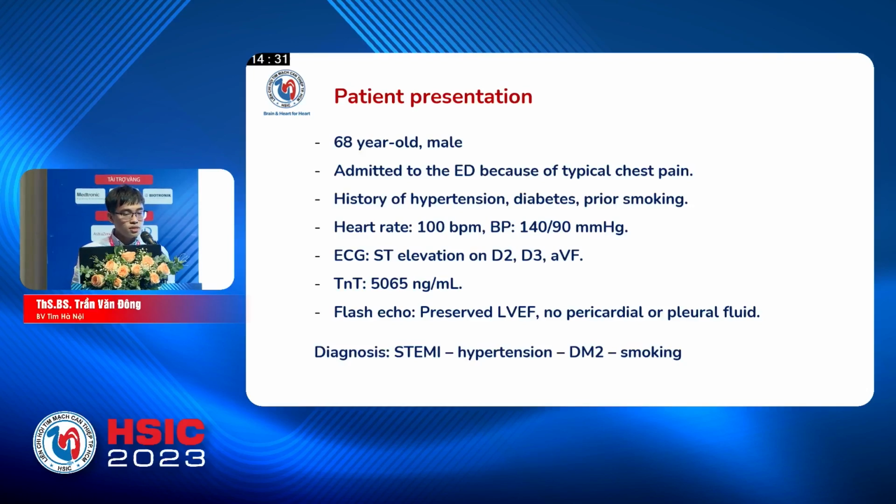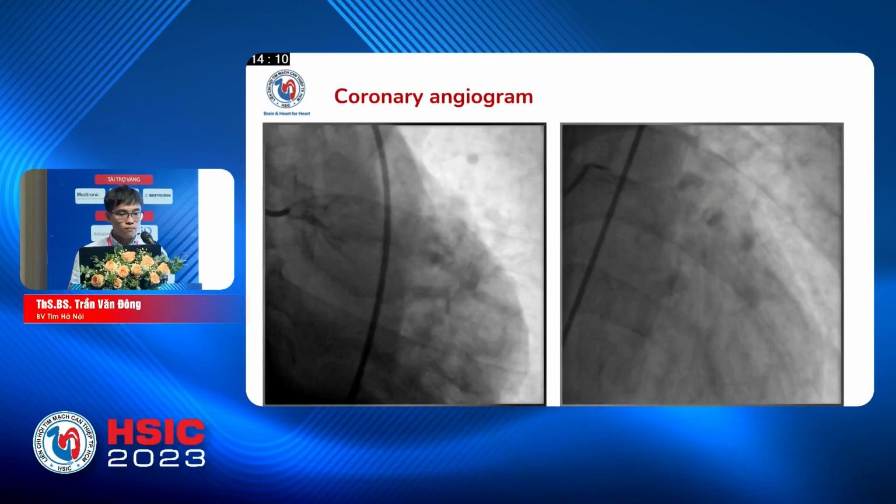On ECG, we see that he had ST elevation on D2, D3, and aVF. On flash echo, he had preserved ejection fraction and no pericardial and pleural fluid. So we came with the diagnosis of ST elevation myocardial infarction, and the patient was quickly transferred to the cath lab for angiogram.